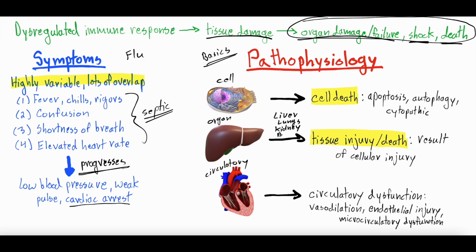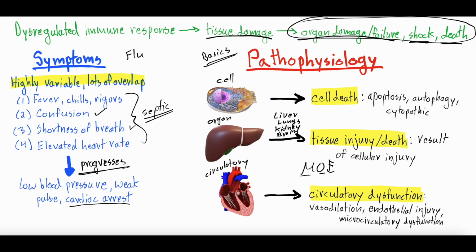It can even affect our brain. That's why confusion is something we sometimes see, right? Shortness of breath is sometimes something we see. And this can lead to, at the worst, multi-organ failure, MOF, okay? And if this keeps progressing, that's where we start to get the circulatory dysfunction. It can even cause circulatory collapse, right?